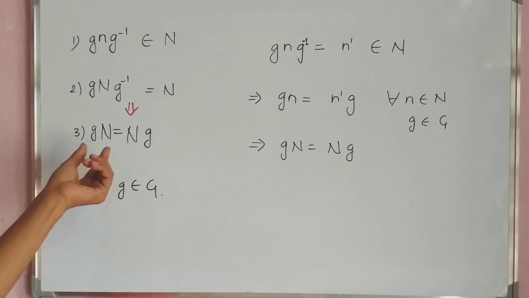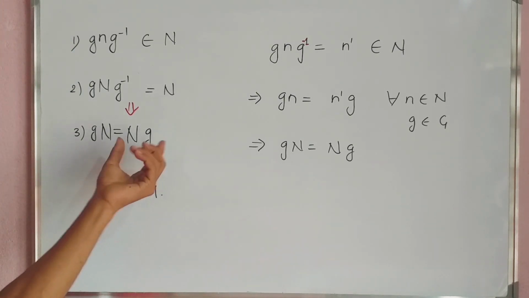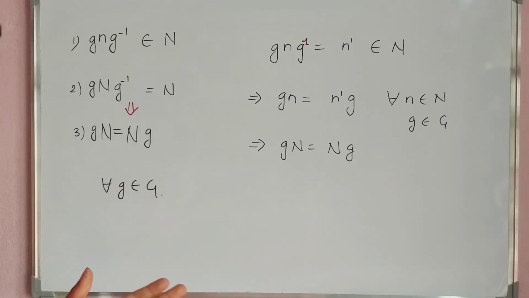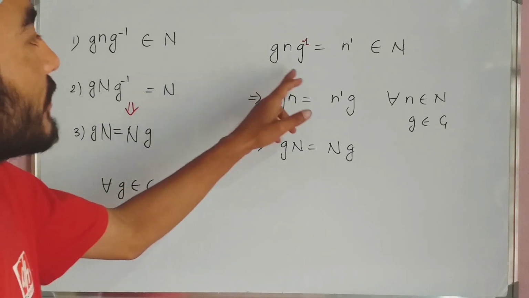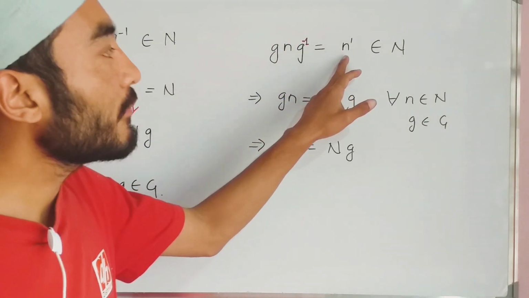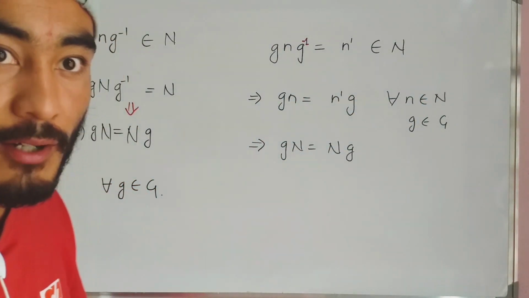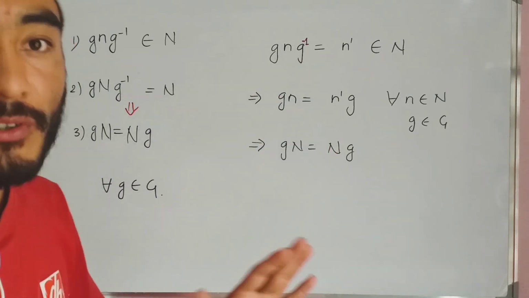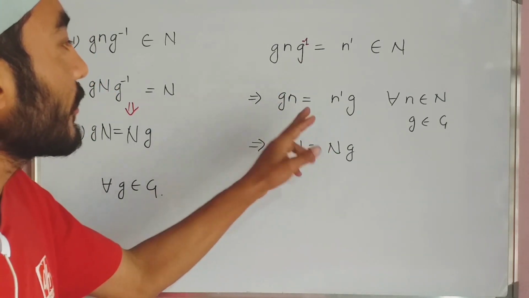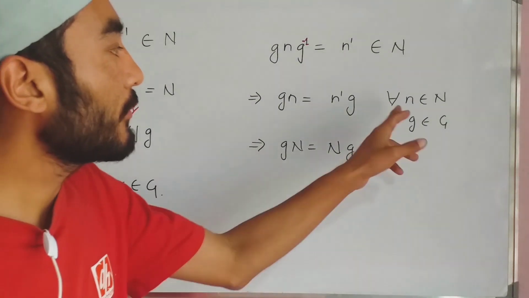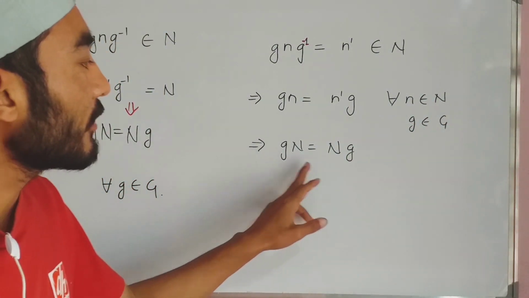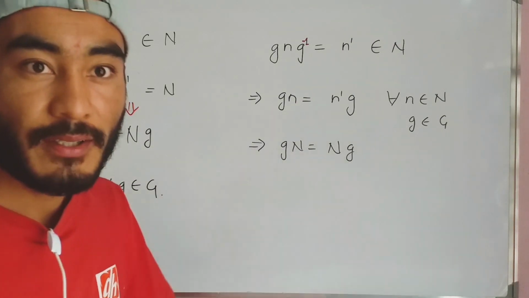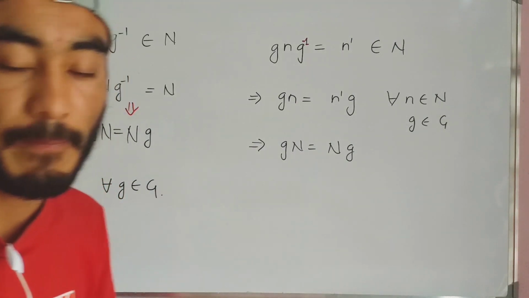Next we prove second implies third. We have to prove the left coset gN equals the right coset Ng. And we are given gNg^-1 = N. So we have gng^-1 = n' belonging to N. Now operate by g on the right on both sides, we get gn = n'g for all n belonging to N, g belonging to G. And this clearly shows that gN = Ng, and it is proved.